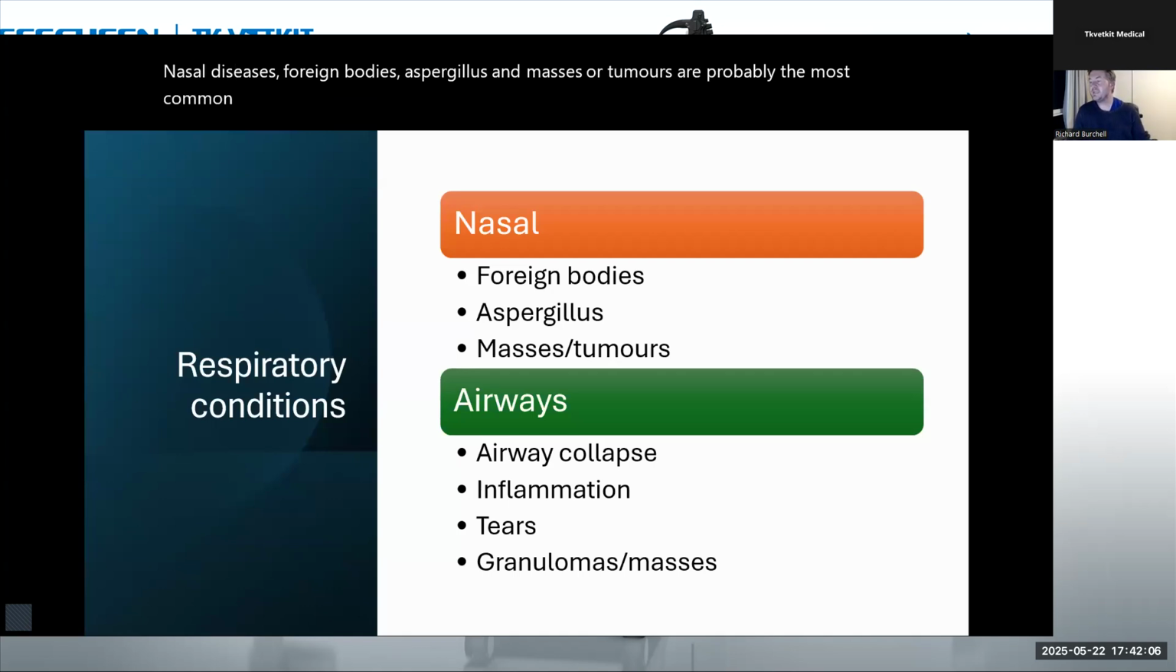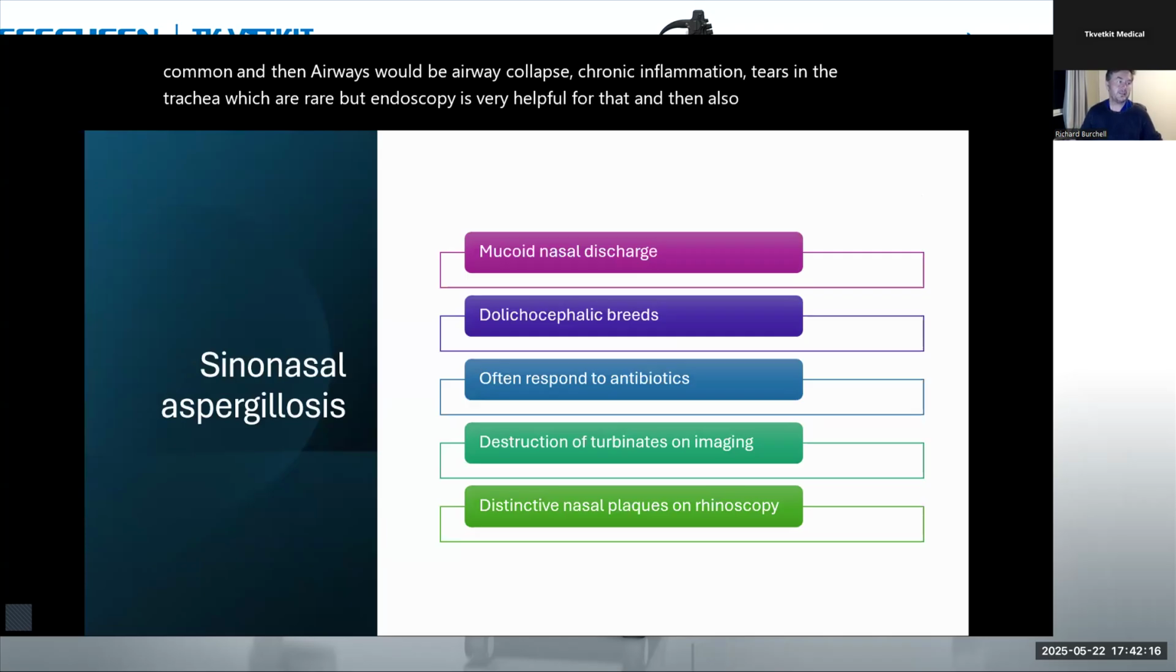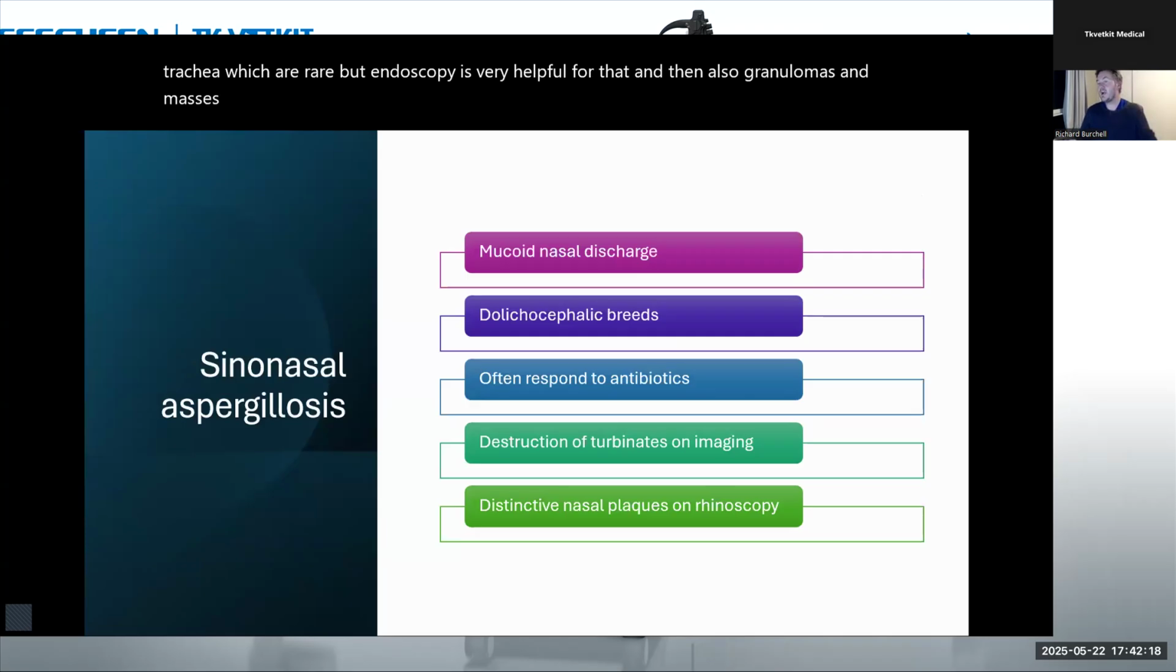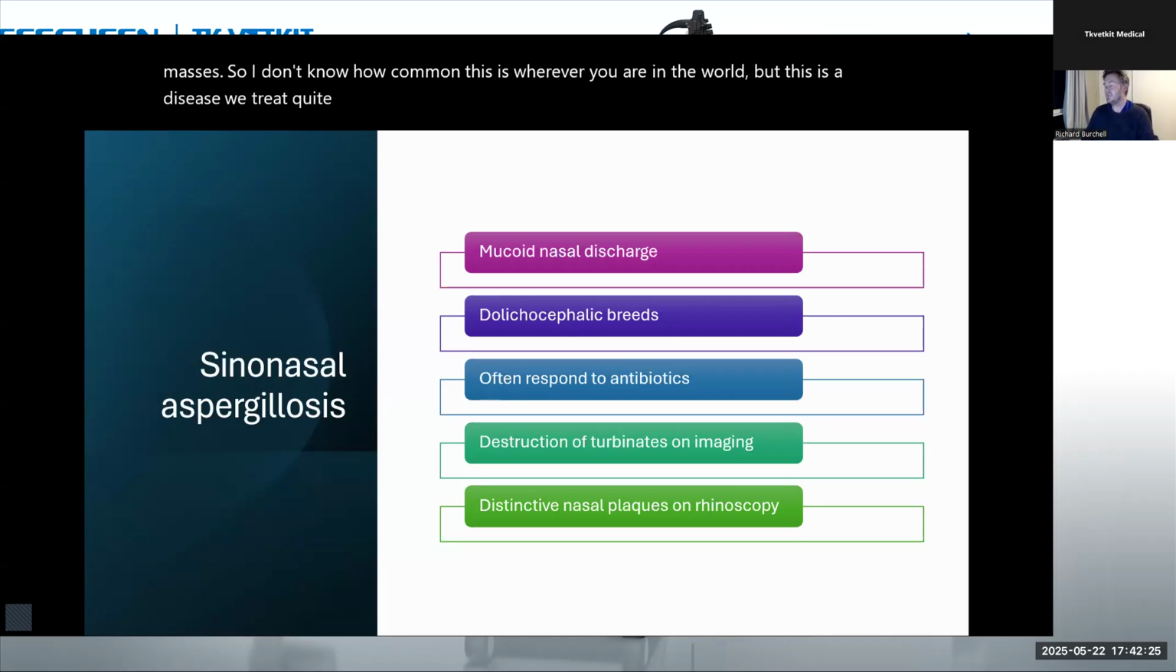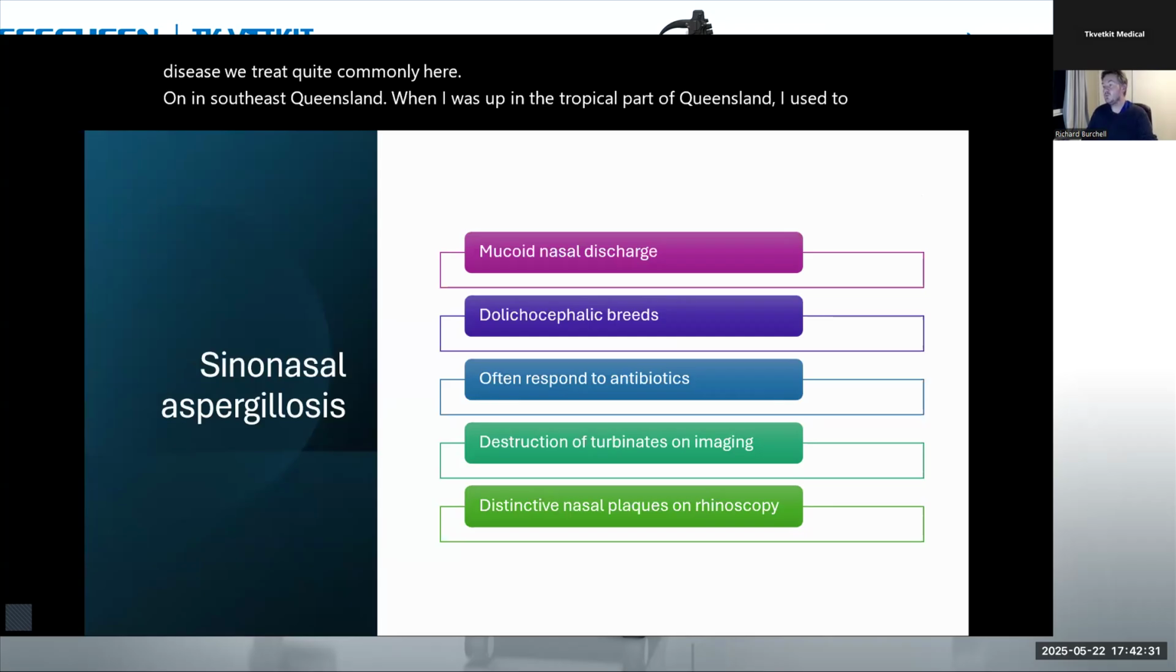And then airways would be airway collapse, chronic inflammation, tears in the trachea, which are rare, but endoscopy is very helpful for that, and then also granulomas and masses. So I don't know how common this is wherever you are in the world, but this is a disease we treat quite commonly here in southeast Queensland. When I was up in the tropical part of Queensland, I used to see even more cases of these.